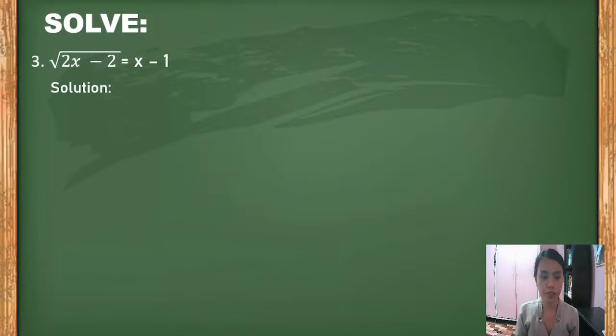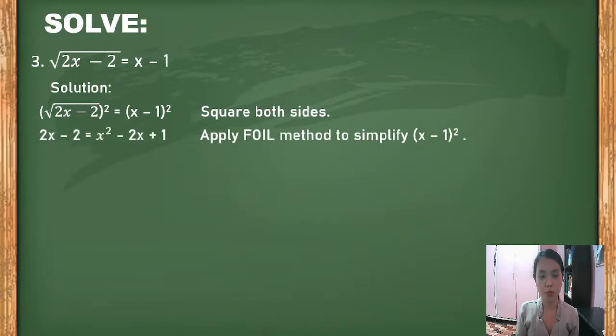Next, number 3. Square root of 2x minus 2 equals x minus 1. So, number 3, again, our index is 2. So, we are going to square them on both sides. So, mawawala na si radical symbol. So, ito na yung magiging itsura natin when we square them on both sides. So, 2x minus 2 equals x squared minus 2x plus 1. Doon sa ating kabilang side, nag-apply po tayo ng FOIL method.